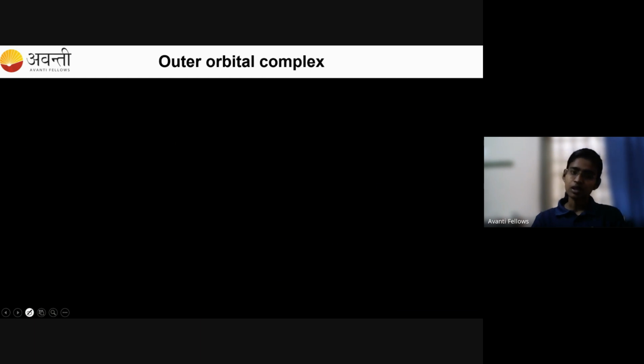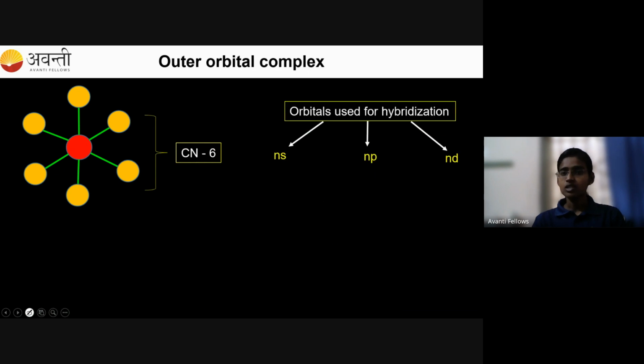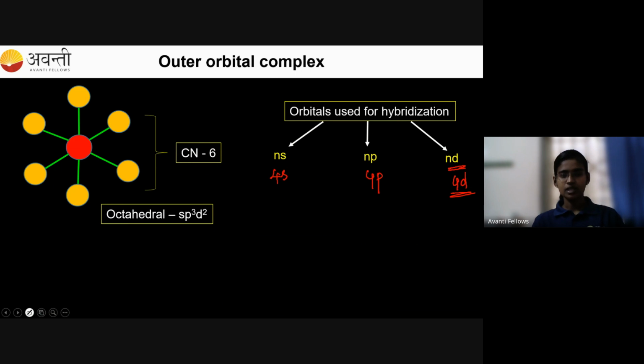For the outer orbital complex also, the coordination number is going to be 6 because it is again an octahedral system. But the orbitals used for hybridization are not (n-1)d, they are nd. It is 4s, 4p, and 4d, whereas in the last case the (n-1)d orbital was used. But here the nd orbital is used. That's why it is called outer orbital. So the hybridization that you will get for the system is sp3d2. Let me take an example to make you understand more clearly.